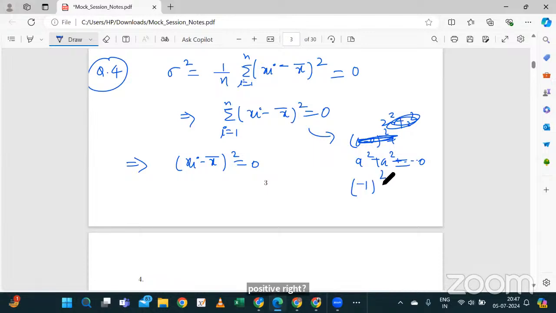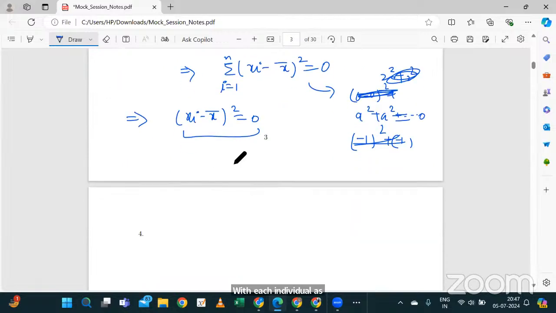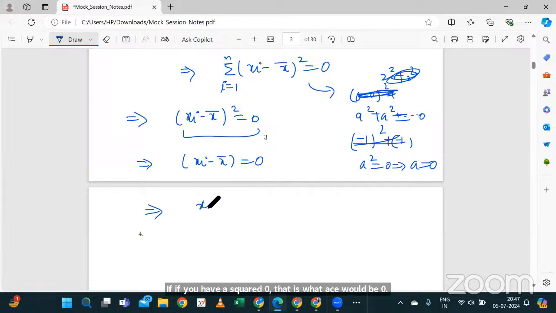If you put minus 1, again it will be 1, right? So both should be 0, meaning each individual square will be 0. If the square of each of them is 0, then this is 0. So can I write xi minus x bar equal to 0? If you have a square as 0, a should be 0. If this is the case, I will write xi equal to x bar.